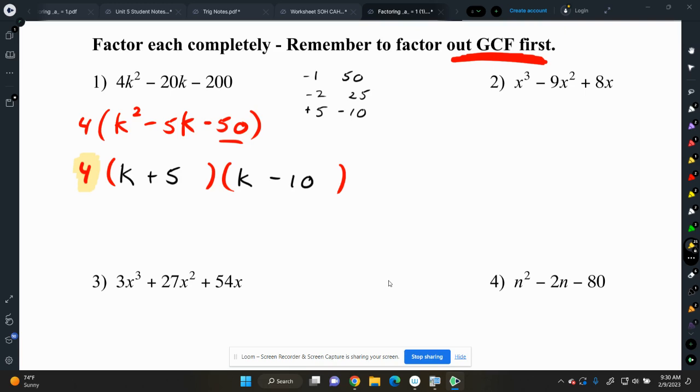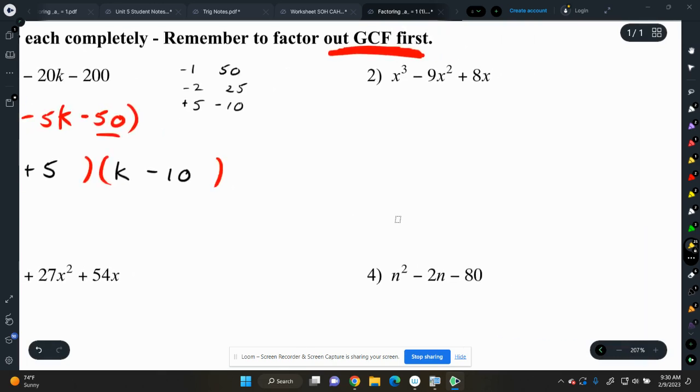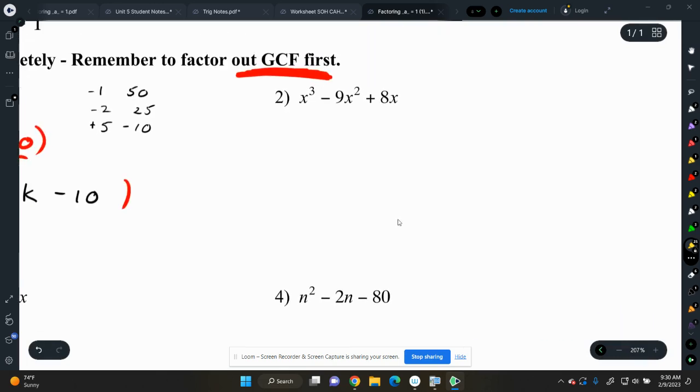There we go. Okay, let's look at number 2. Zanai, what can I do on that one? All right, I got you. You could take out 1x. Take an x out. Good. We always look for that greatest common factor first. Sometimes there is not one, but we look for it.